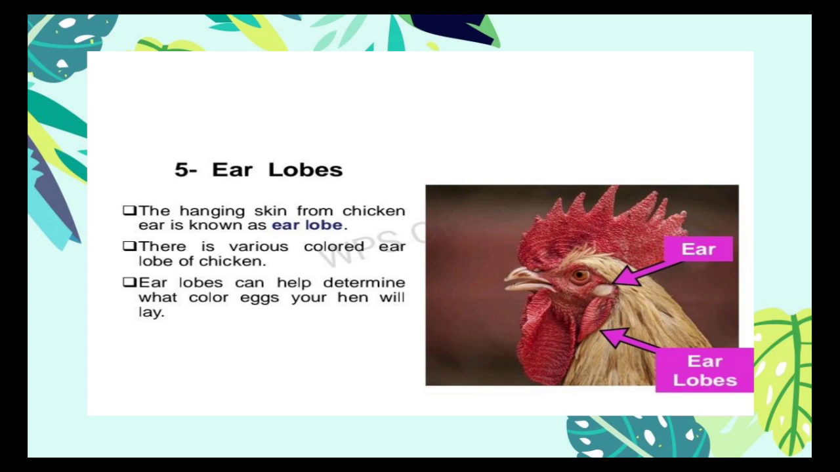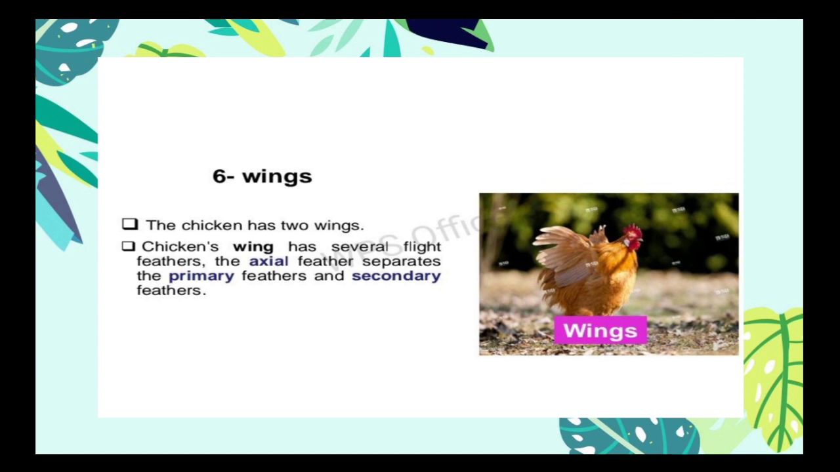Glacial Joy S. Bayan. Earlobes. The hanging skin from chicken ear is known as earlobe. There are various colored earlobes of chicken. Earlobes can help determine what color eggs your hen will lay. 6. Wings or pakpak. The chicken has two wings. Chicken wings have several flight feathers separated into the primary feathers and secondary feathers.